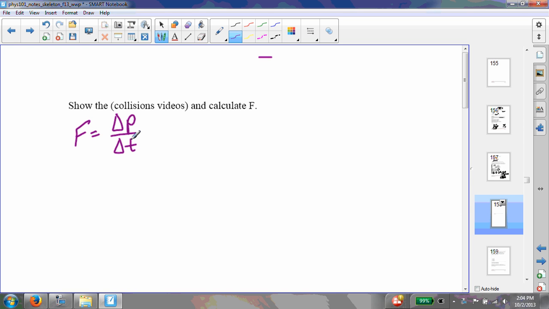Because, as I said, it's very difficult to measure a force that acts on an object. It's just intrinsically difficult to measure forces without specialized sensors. But it's very easy to measure an object's change in velocity and to measure a duration of time.